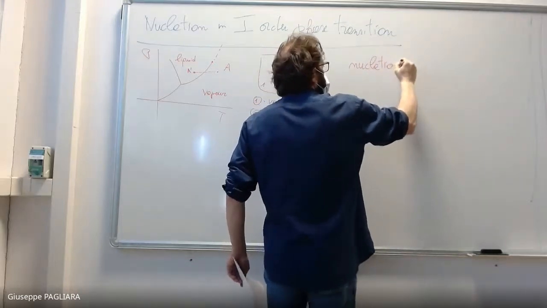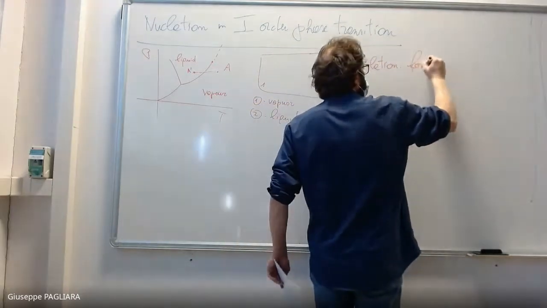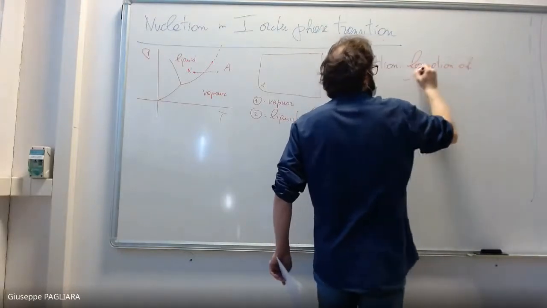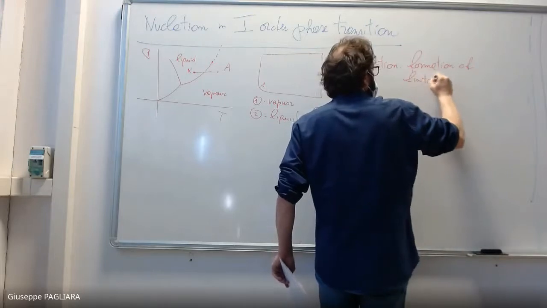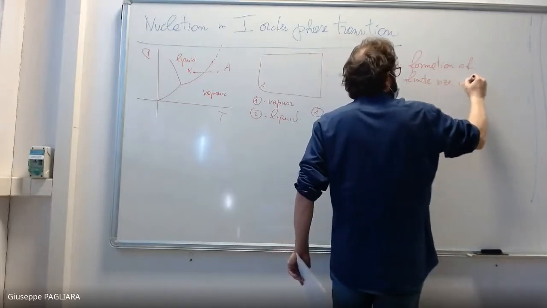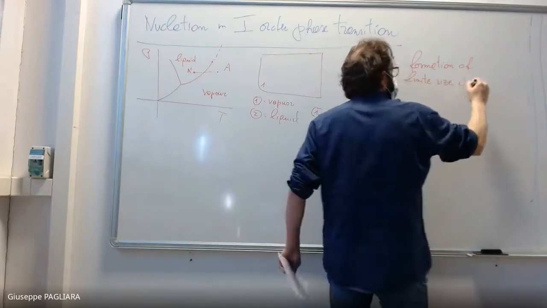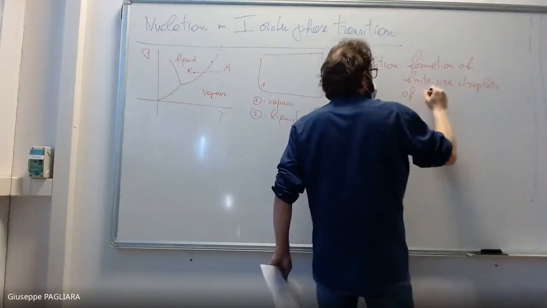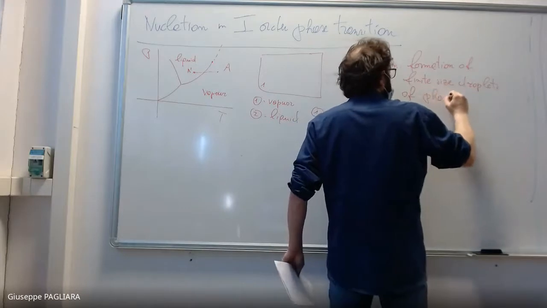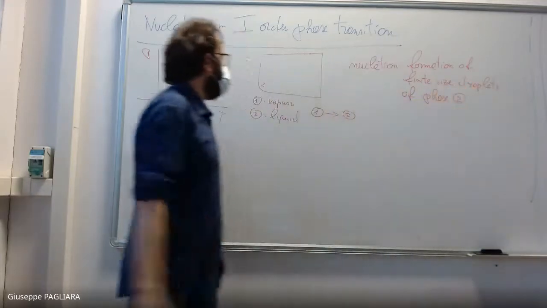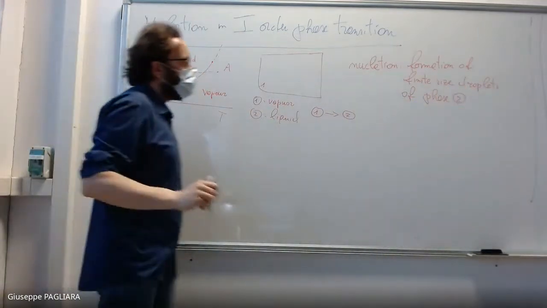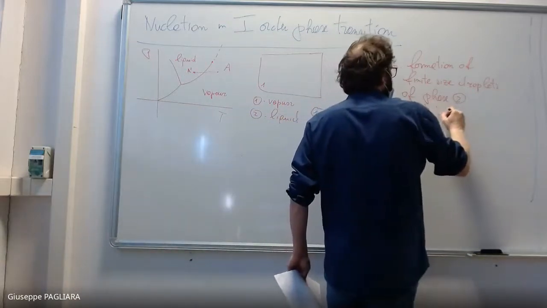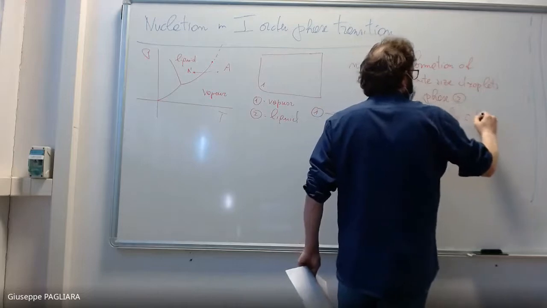What is nucleation? It's the formation of finite-sized droplets of phase 2, which is in this case the liquid, in the bulk of phase 1.